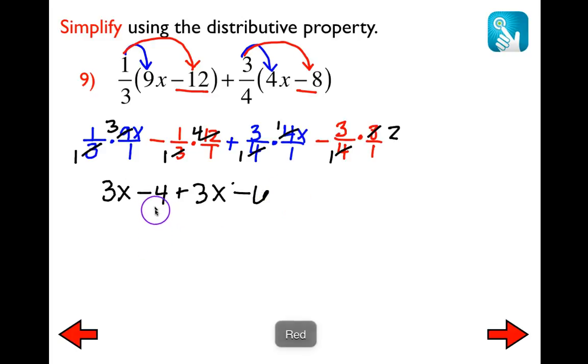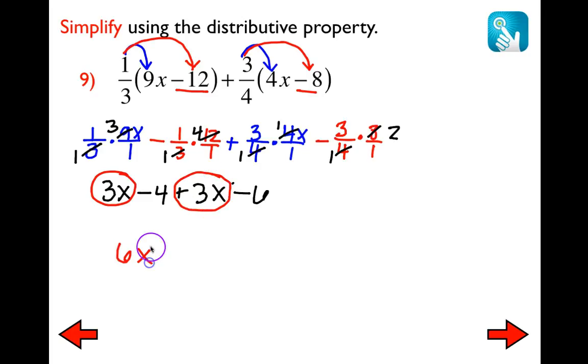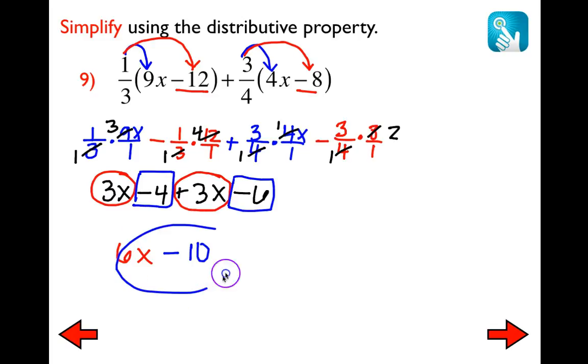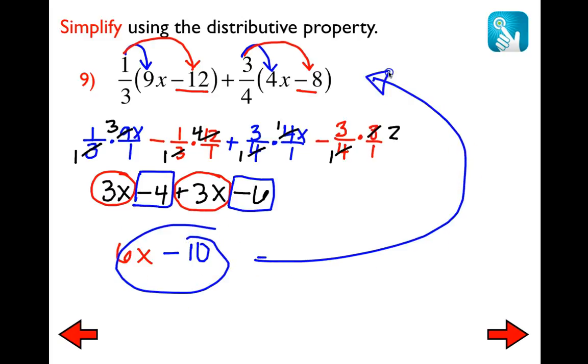I'm not done. I need to make sure I combine like terms. 3x plus 3x is 6x. And then I have a negative 4 minus 6. First of all, there's more negatives, and there are 10 negatives altogether. So my final answer is 6x minus 10. And again, they are, what, everyone? Equivalent. Okay, this is just a simplified version of my original problem.